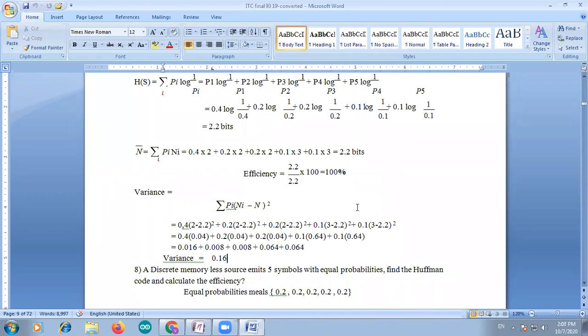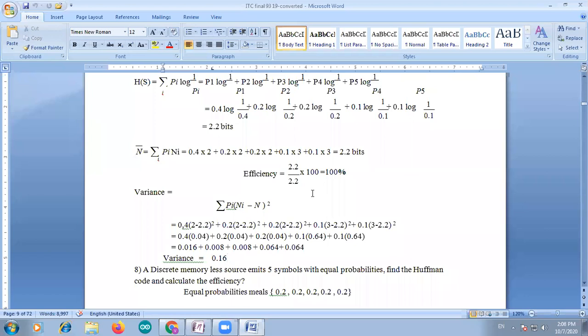H of S is calculated by the formula sigma pi log 1 by pi, where i is an integer value, up to the number of symbols or number of probabilities. Now N bar is sigma pi ni. So in that, H of S by N bar is the value.